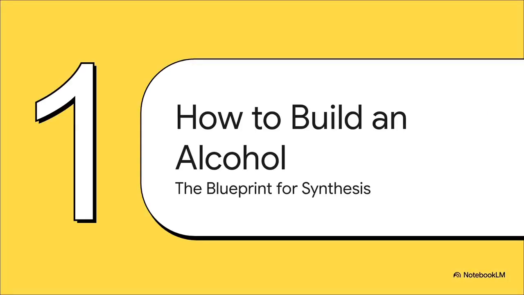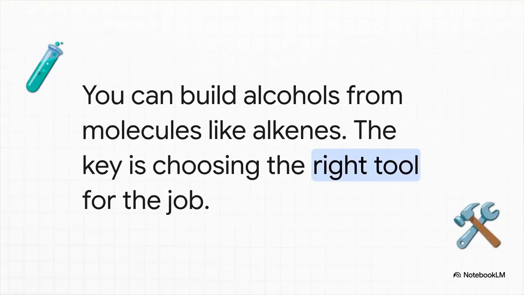First up, how do we even make these things? Think of this section as our blueprint for synthesis, where we, the chemists, get to be the molecular architects. So one of the most common places to start is with an alkene, which is just a molecule with a carbon-carbon double bond. But as you're about to see, how you add that OH group, well, that changes everything. It's all about picking the right tool for the job.